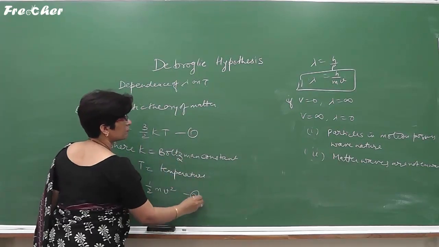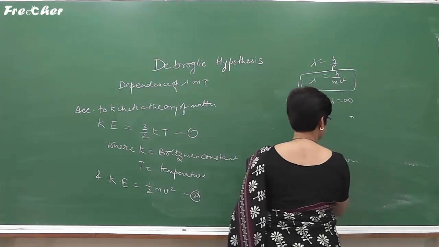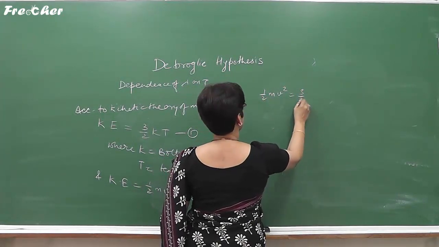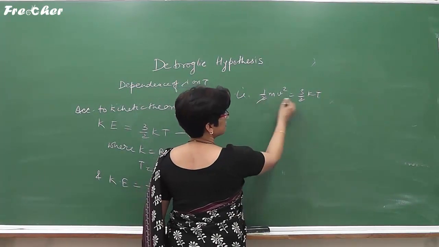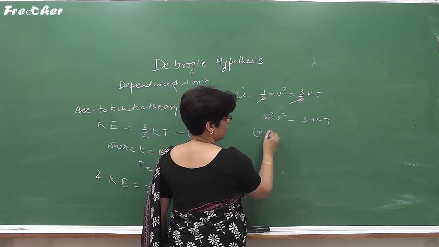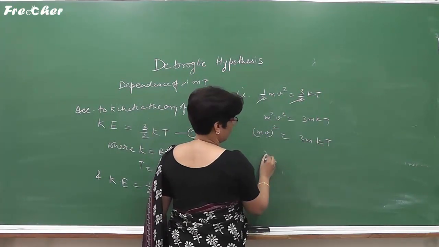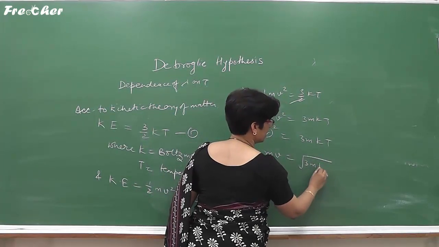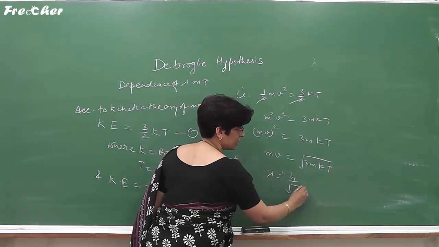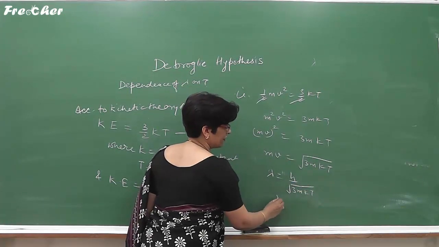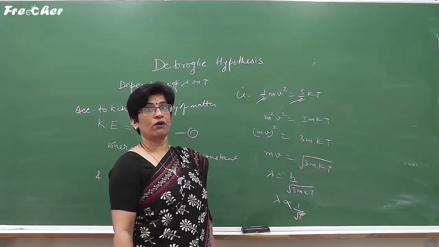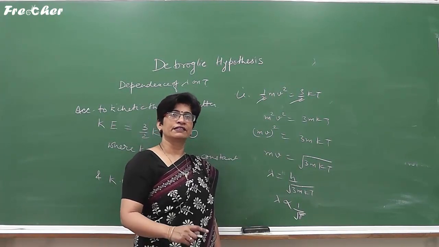So if we equate these two, that is 1/2 mv² is equal to 3/2 kT. That means m²v² is equal to 3mkT, or mv is equal to under root 3mkT. So putting this value of mv in the de Broglie equation, lambda is equal to h upon under root 3mkT. So we conclude that the wavelength is inversely proportional to the square root of temperature. Got it? So this is how wavelength depends upon the temperature of the material particle when it is in motion.